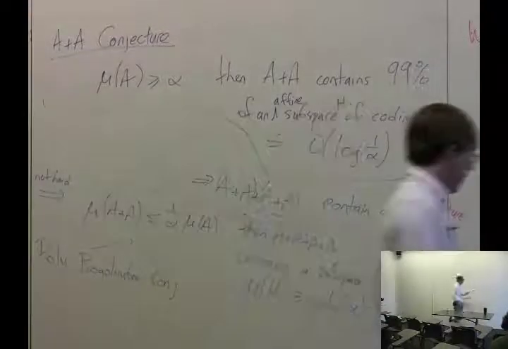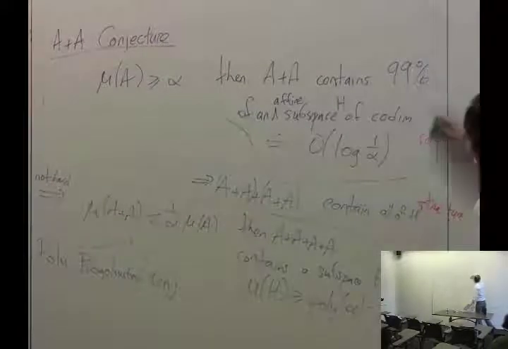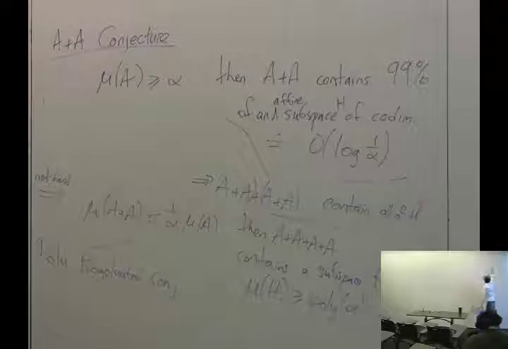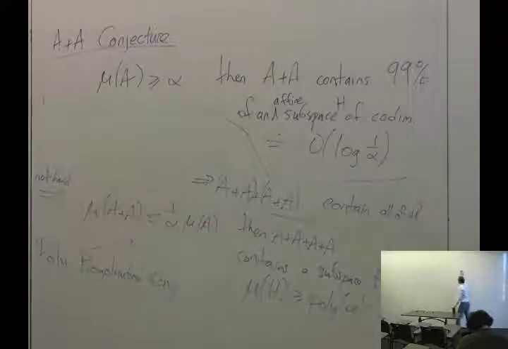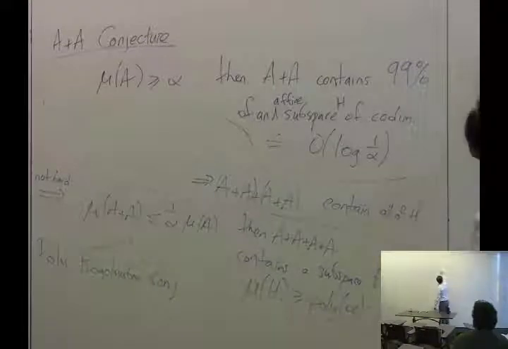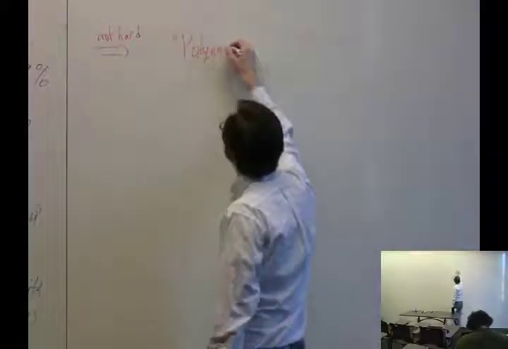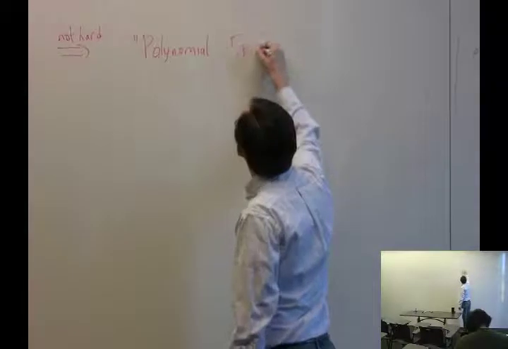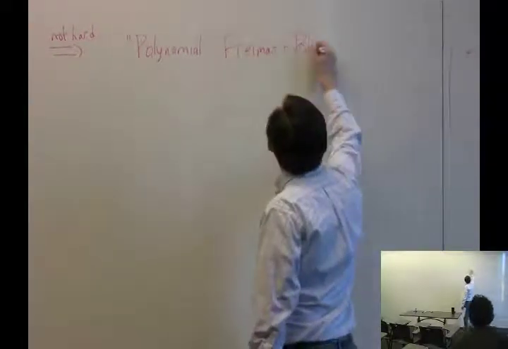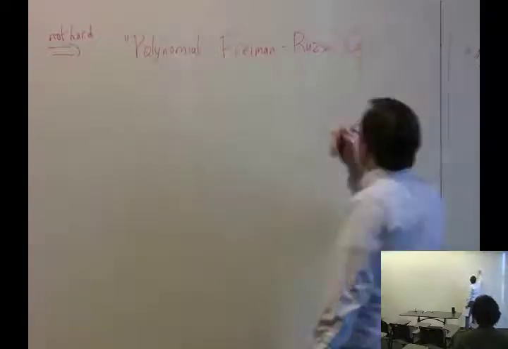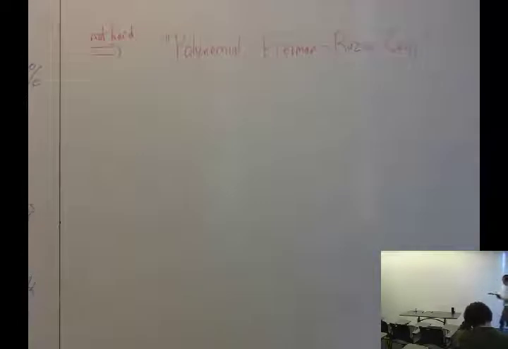All right. So that's a strong and well-known conjecture. This polynomial Bogolyubov conjecture is also known to imply a somewhat weaker conjecture, which is even more famous, almost like the most famous conjecture in additive combinatorics. It's not hard to show that polynomial Bogolyubov implies this polynomial Freiman-Ruzsa conjecture, which is one of the most famous conjectures in the area.